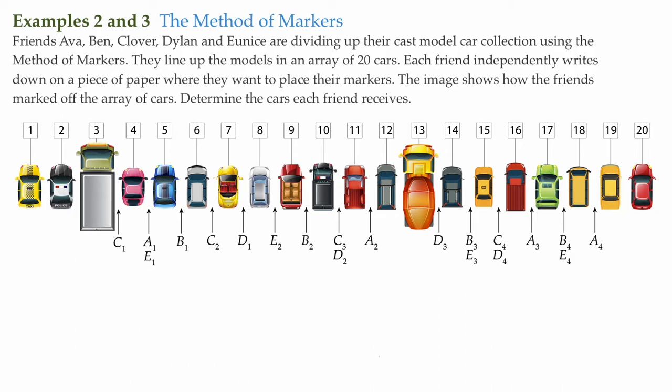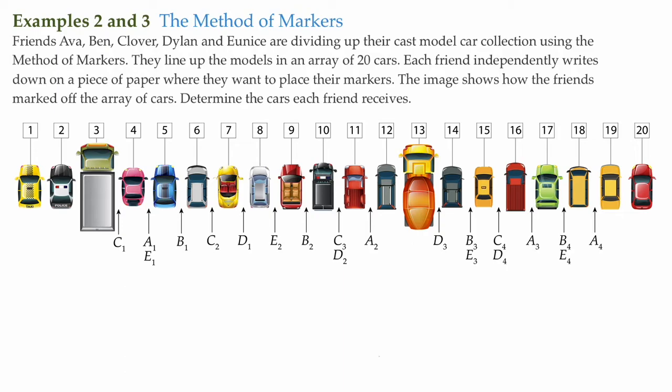So we will continue with examples 2 and 3 here with the method of markers. And again, this example says, friends Ava, Ben, Clover, Dylan, and Eunice are dividing up their cast metal car collection using the method of markers. This is a very similar problem to the earlier one. They line up the models in an array of 20 cars.